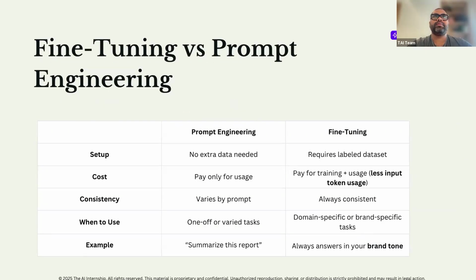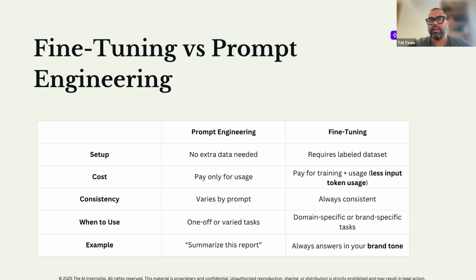So it's important to understand what's the difference between prompt engineering, that's what we've done in the past, versus fine tuning. For prompt engineering, there's no additional setup. You just call the API. But for fine tuning, you need labeled data, and you need to run a training run to get a customized model.